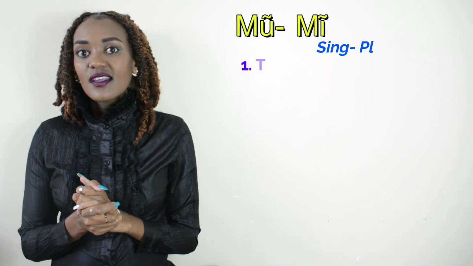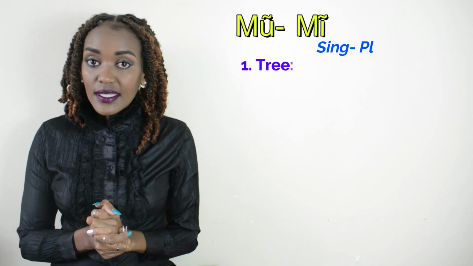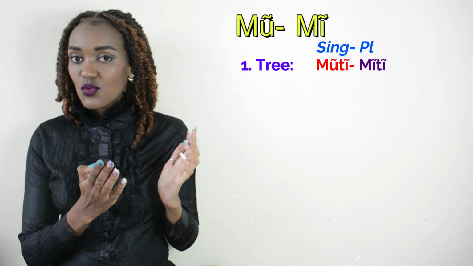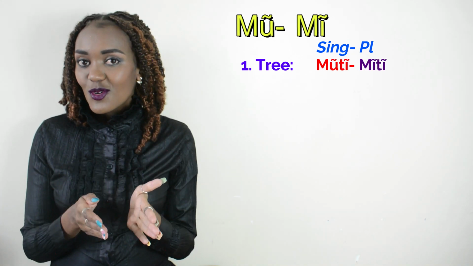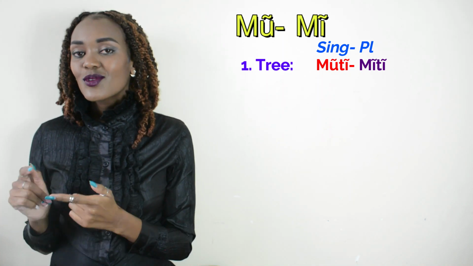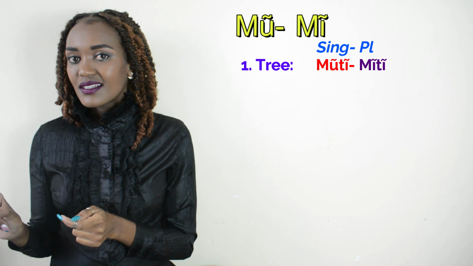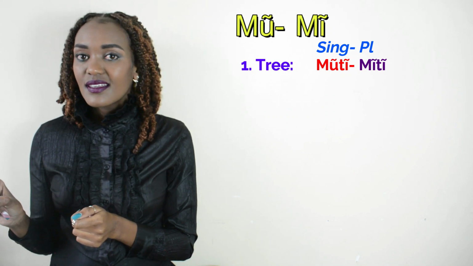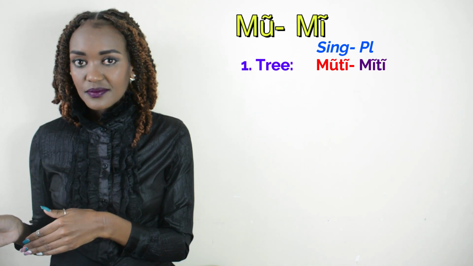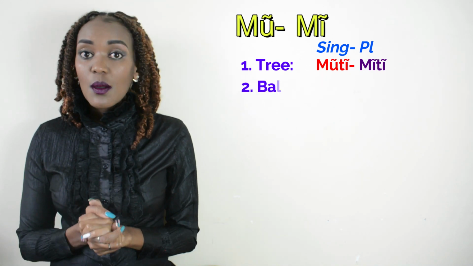So number 1 is a tree. A tree is mote. As you can see, mote starts with mo. So the plural, we are kind of replacing the mo with me. So it will be mete. Mote. Mete.